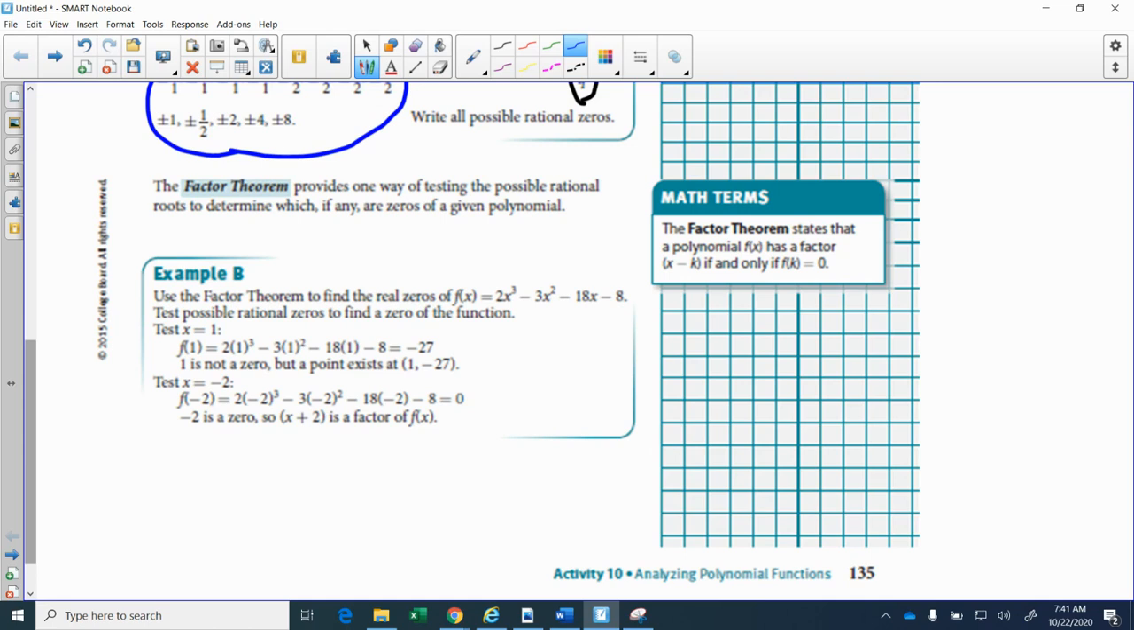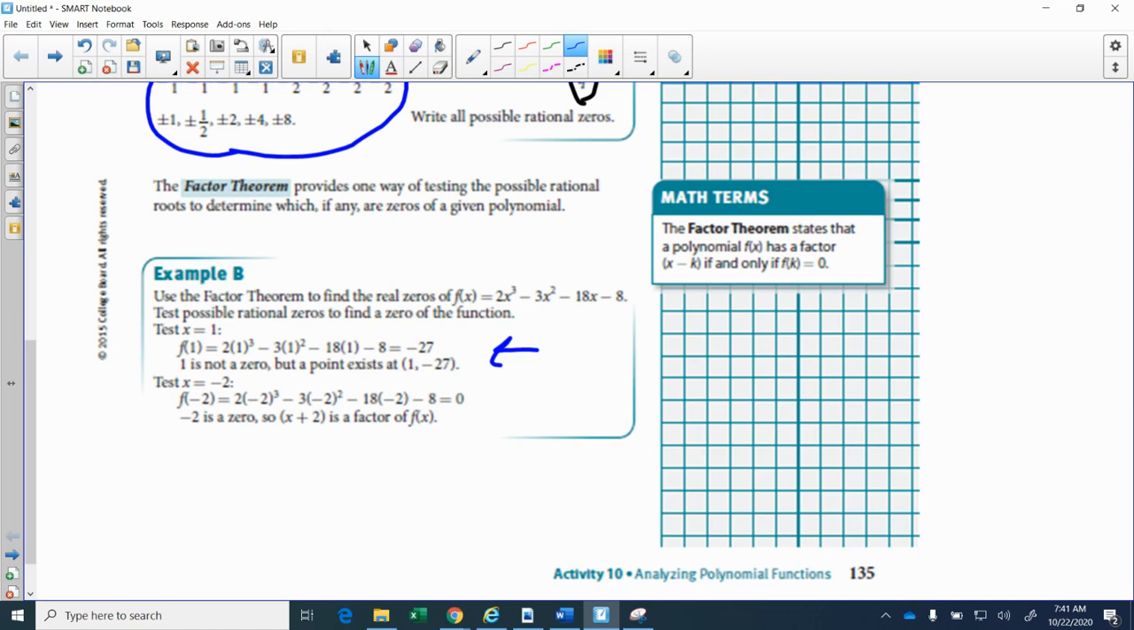If you take all your possible zeros and plug them in, the one that comes out to give you an answer of 0 must be a root, or in other words, a zero. Notice how in this first example, they're plugging in a value of 1. They work it out and get an answer of negative 27. So you can assume that 1 cannot be a zero because you got the point (1, negative 27).